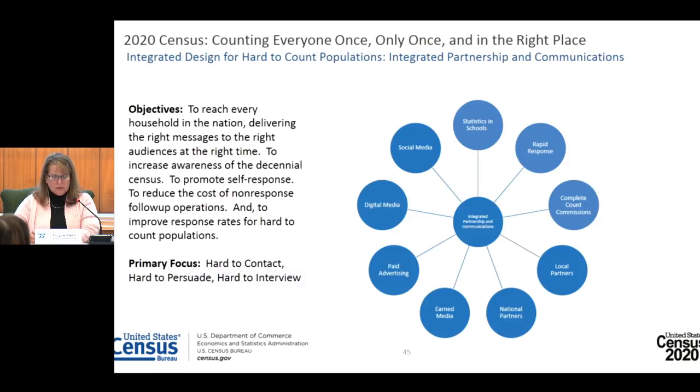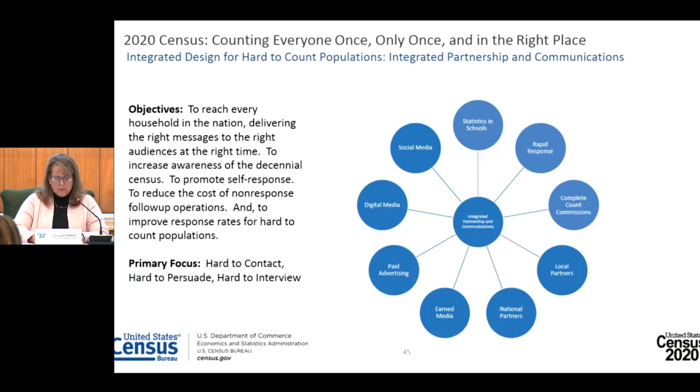An integral component to the 2020 Census operational design is our Integrated Partnership and Communication Program, which must reach every household in the nation, delivering the right messages to the right audiences at the right time, such that we educate, increase awareness, and inspire our population to respond to the census. There are many components to the Integrated Partnership and Communication operation that focus on the hard to count, hard to persuade, and hard to interview populations.